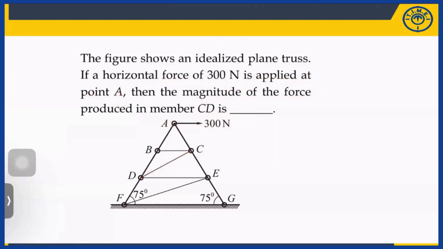How will you do it? I have discussed the three conditions. Just tell me which member has zero force. First of all, read the conditions. You have already taken a screenshot, I think. Read the conditions and tell me whether it is matching with the first, second, or third condition. It is the first condition. Three members are meeting, two are collinear, force in the third is zero. So which member has zero force?